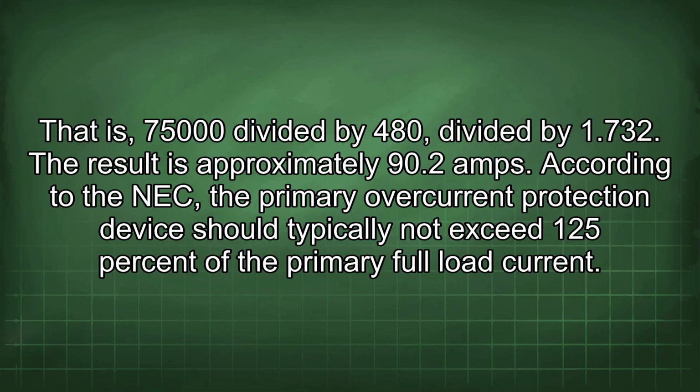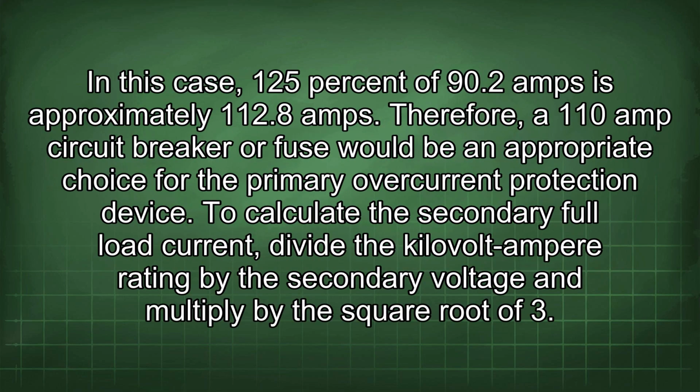According to the NEC, the primary overcurrent protection device should typically not exceed 125% of the primary full load current. In this case, 125% of 90.2 amps is approximately 112.8 amps. Therefore, a 110 amp circuit breaker or fuse would be an appropriate choice for the primary overcurrent protection device.